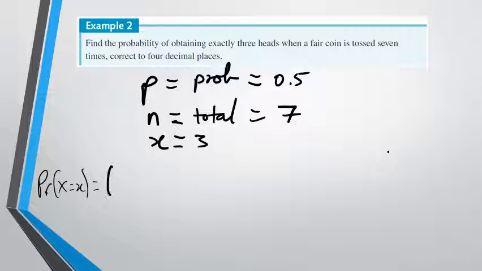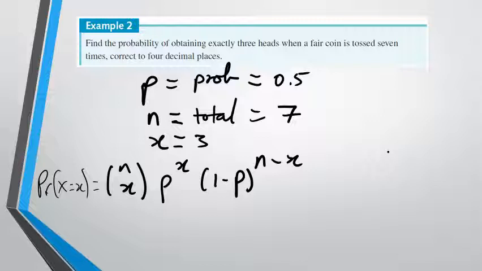Okay, so the formula is nCx times p to the power of x, and then 1 minus p to the power of n minus x. If you're wondering how I remember it, I don't actually memorize it. I actually figure it out as I go. So the way you figure out how it goes is the first bit shows you the total over the number of times you need. So it'll be 7 and a 3. Remember that's 7C3, which you can work out by hand if you need to, but put it in the calculator.